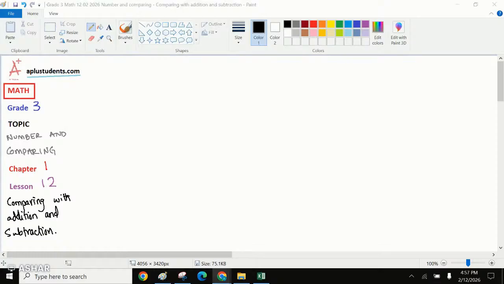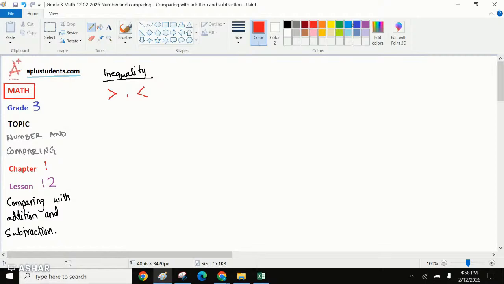Let's go to maths, grade 3, chapter number 1, lesson number 12. In this case, we would be looking at inequalities with addition and subtraction, right? So we know that the term inequality means either it could be greater than or it could be less than. How do we read greater than and less than?